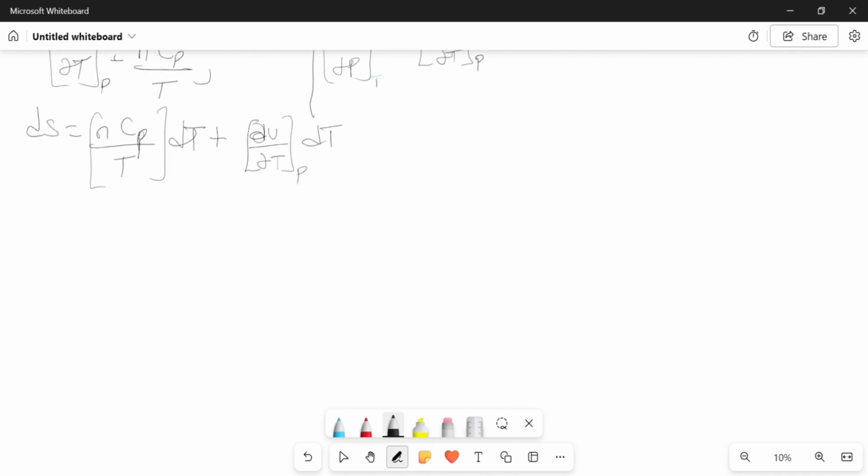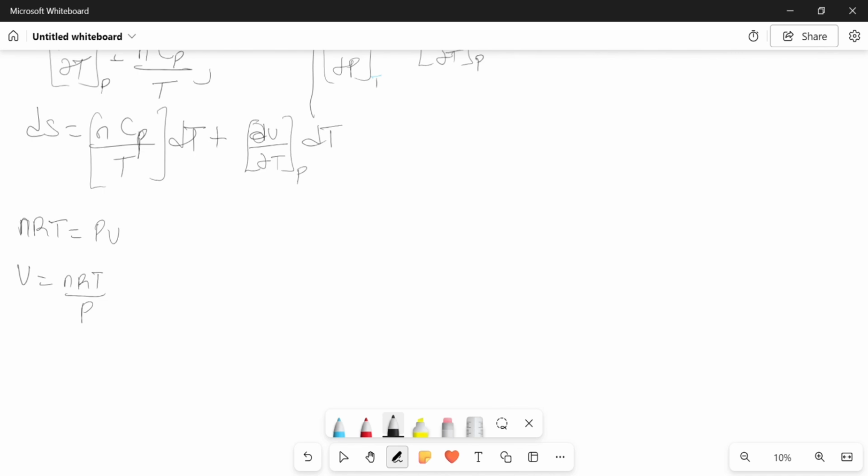So let's see. For my gas law, PV is equal to nRT. Now let's make V the subject of the formula. If I make V the subject of the formula, I'm going to have nRT over P. Why am I doing this?